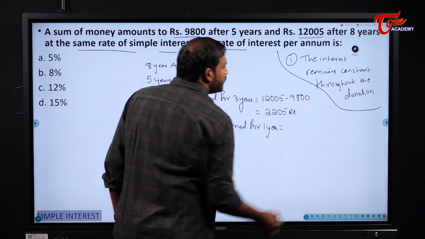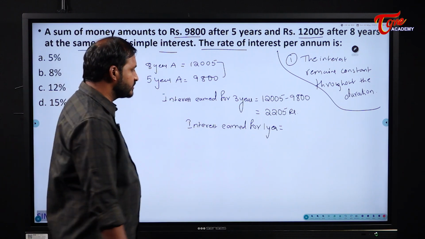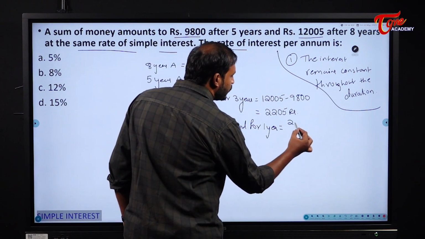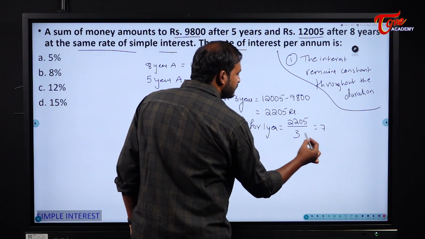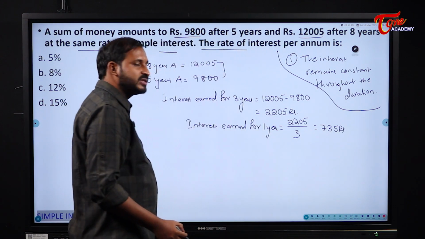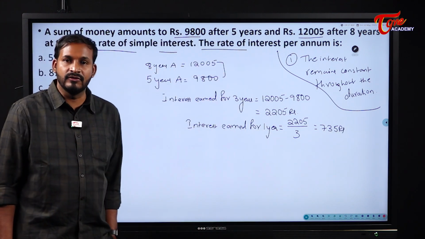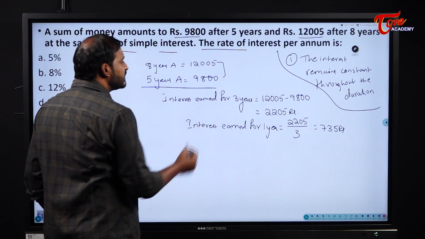Already I told you, in the simple interest case, the interest remains constant throughout the duration. So for 1 year, how much it will become? 2,205 by 3. 735 rupees. That means every year he will earn 735 rupees interest here.